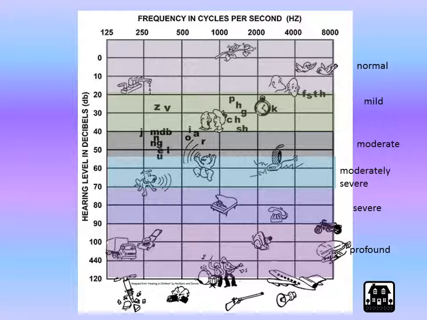This is our audiogram of familiar sounds. As you can see on the right, you have your normal hearing, your mild, your moderate, your moderately severe, your severe, and your profound loss. You'll also notice that between 250 hertz and 500 hertz, and at 30 decibels, you have the sounds Z and V. So someone who has a moderate hearing loss between those two frequencies of 250 hertz and 500 hertz is going to struggle to hear the Z, the V, and possibly even the D and B sounds.